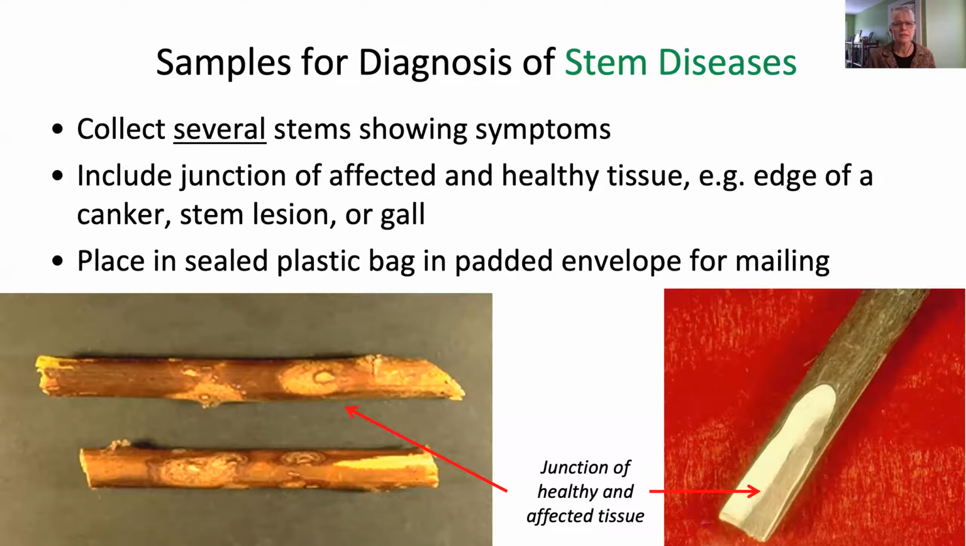For stem diseases, the main thing to remember is that you want to include that junction of healthy and affected tissue. So wherever you can find an edge, if you can see lesions, or maybe you can see the edge of a canker. Canker is just dead bark, and cankers can look different. They can look like that picture I showed you before, where you've got brown up against green, or maybe there's just swollen tissue or sunken tissue. You want to include the edge of that canker, and then send us multiple stems in a plastic bag in a padded envelope or box.